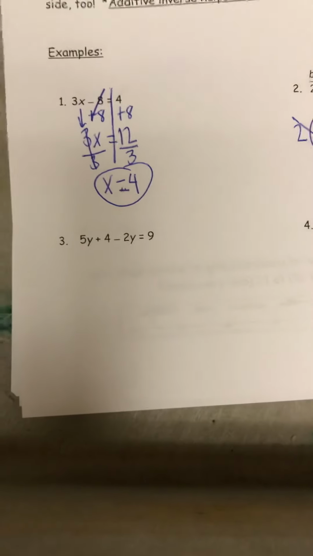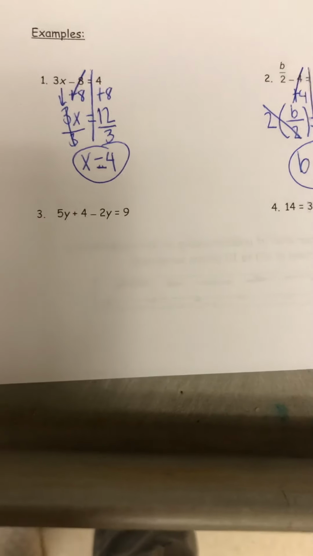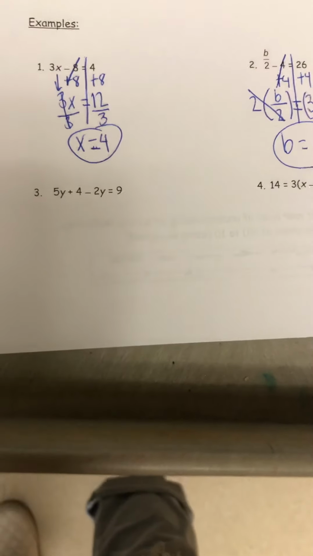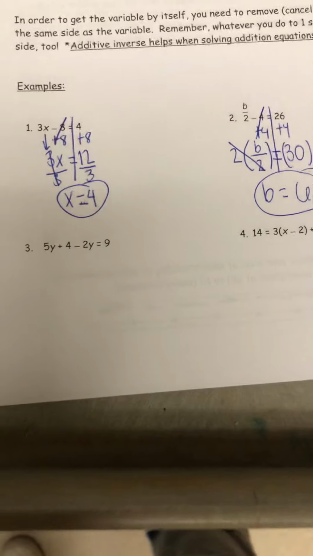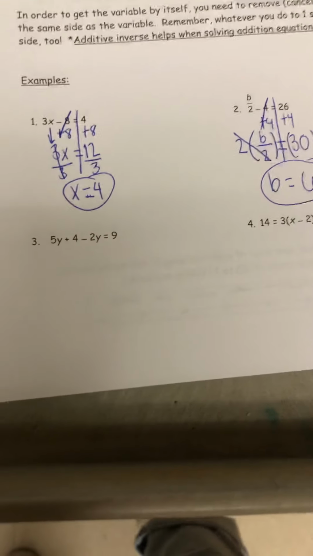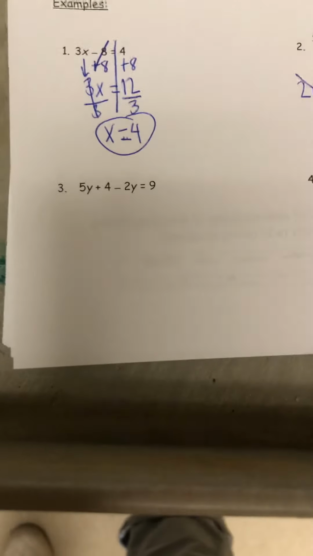All right, number 3, 5y plus 4 minus 2y is equal to 9. Now I can do this one of two ways, but what I like to do first is to combine like terms, and a like term would be my y's, because they both have a y. I have 5y minus 2y, which is 3y's, and that positive 4 has to come down, and that is equal to 9.